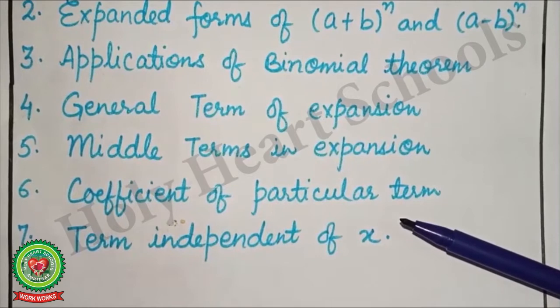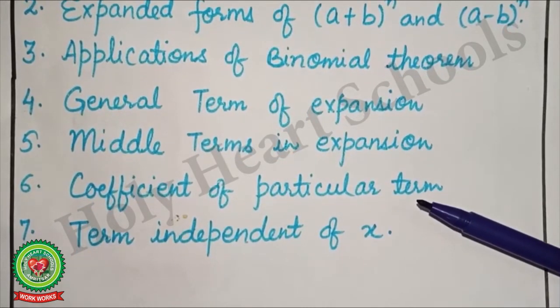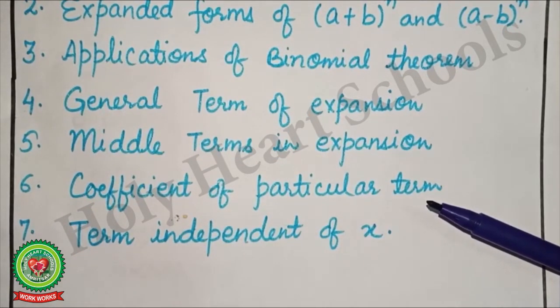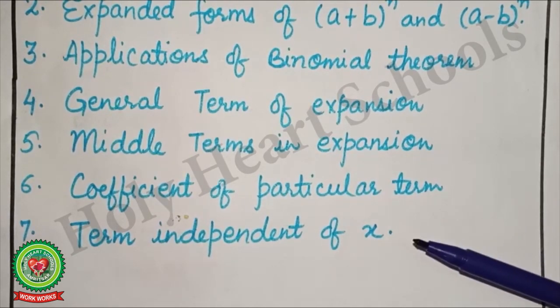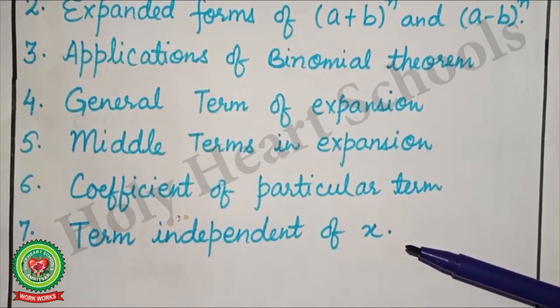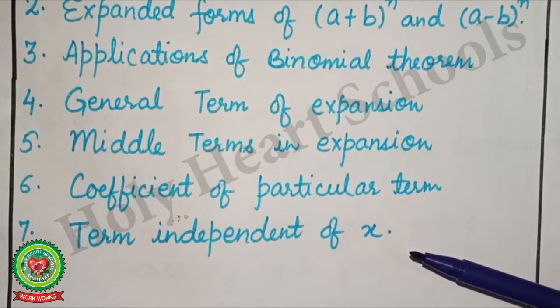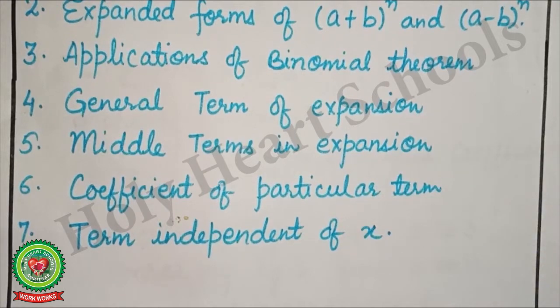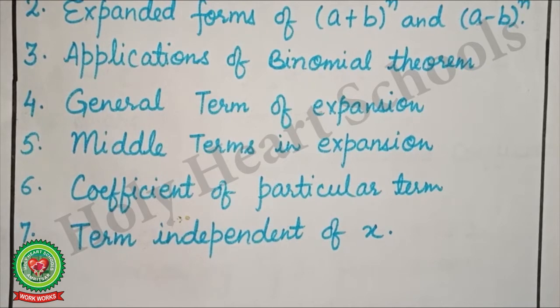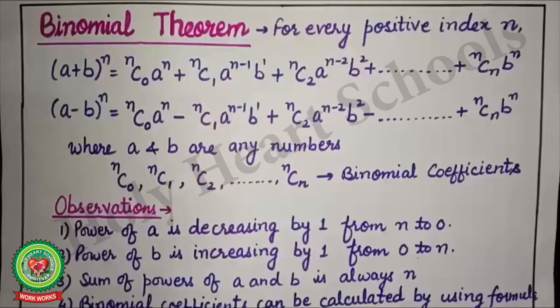Sixth, coefficient of particular term we can find by using the general term of expansion. And seventh one is a term independent of x. Last four types are based on the general term of expansion. Now, starting with the very first objective, that is the introduction and the basics of binomial.